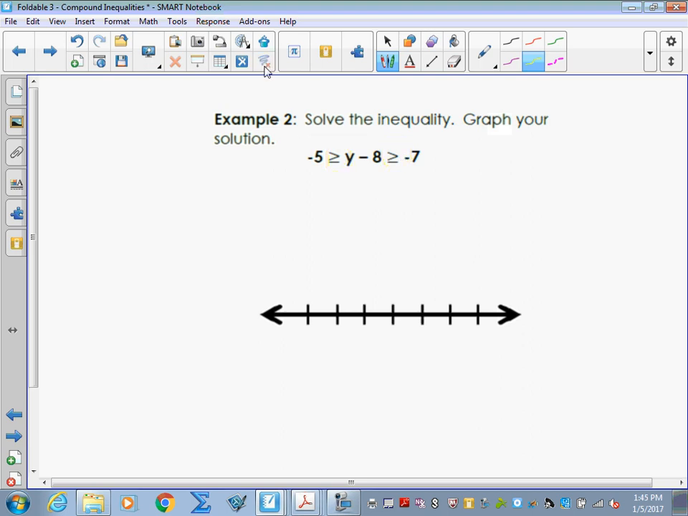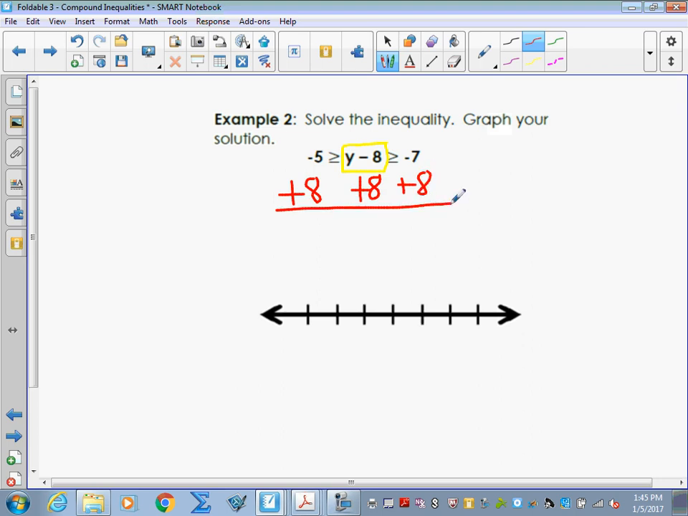So what I'm going to do is get rid of the plus 8 that's in the middle, because see how we have to isolate this variable to get y all by itself. I have to get rid of that minus 8. So how do I get rid of a minus 8? I'm going to add 8. Now this time when I add 8, I have to add it to each section. So I have to add 8 there, to the left, and to the right.